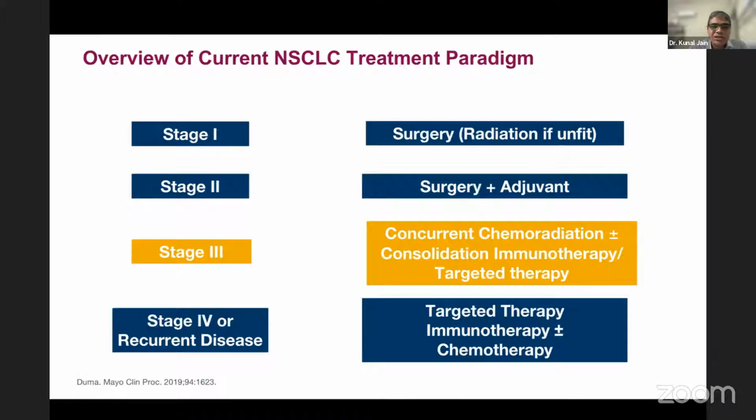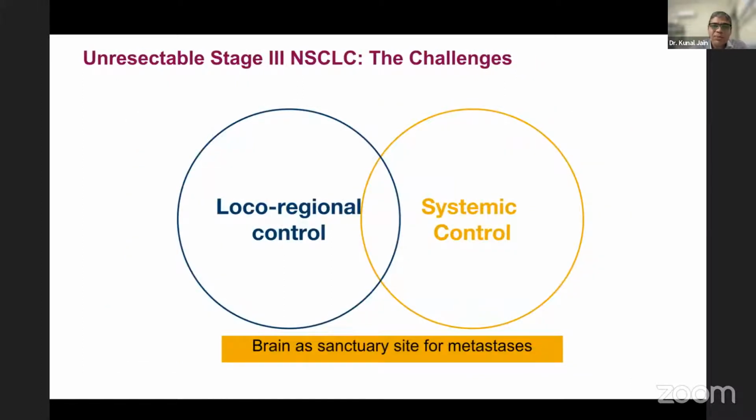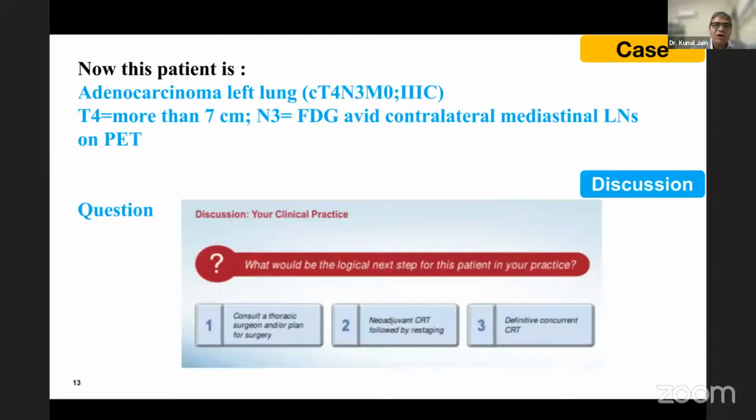And stage 4 patients, we know depending on their biomarker, we can consider them for targeted therapy, or the majority of those patients will be for chemo plus or minus immuno, depending on their affordability. So in cases which are unresectable stage 3, we have to have loco-regional control. Also consider systemic control, because there will obviously be micrometastatic disease, and most of the patients will die of metastatic disease and from distant metastasis. And brain is also one of the sites for metastasis.